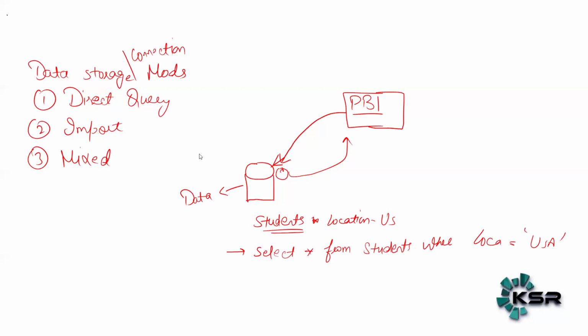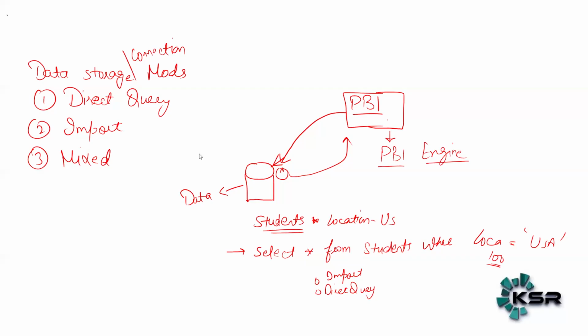Then you will write this query and there will be two options available: whether you want to go for import mode or direct query. If you click on import mode, it will get the data of these students. Suppose there are 100 students, it will copy the data and store it into the PBI engine. The PBI engine is nothing but the storage available in Power BI desktop itself.